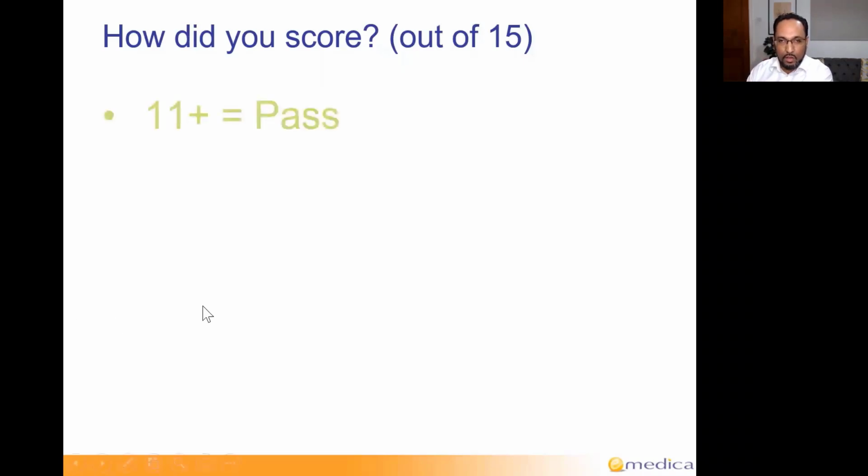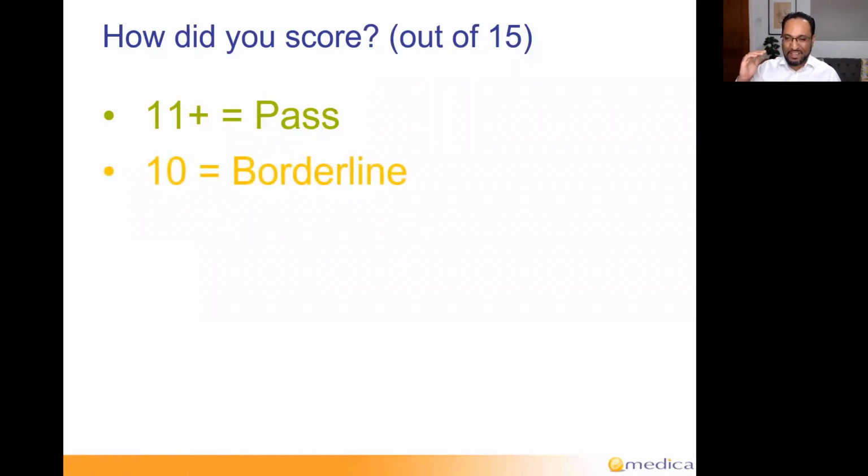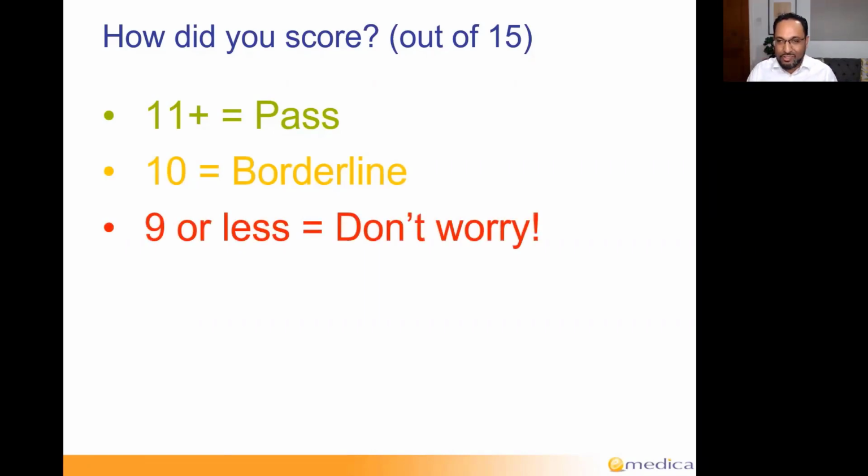So anyone that got 11 or more, that would be a pass on any sitting of the AKT. Anyone that got 10, that's borderline. In some, it'd be just below. In some, it'd be just above the pass. If you got 9 or less, don't worry. You're not sitting the exam tomorrow. If you're sitting the exam tomorrow, then I'd worry. But you're not. The earliest you can sit the exam is 4 weeks. 4 weeks is huge in terms of how much impact you can make.